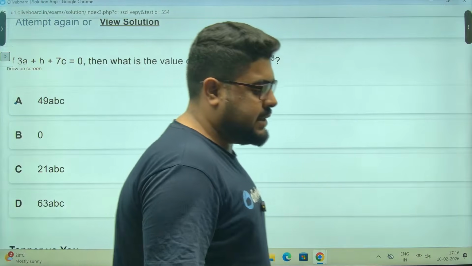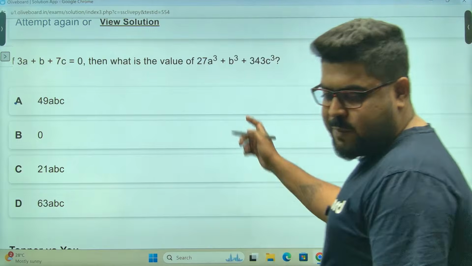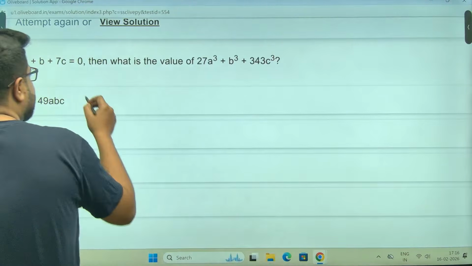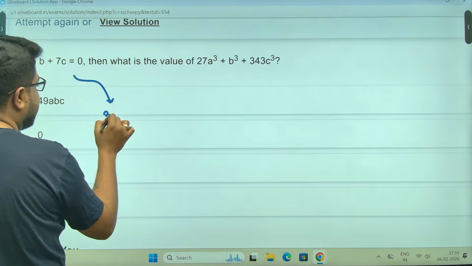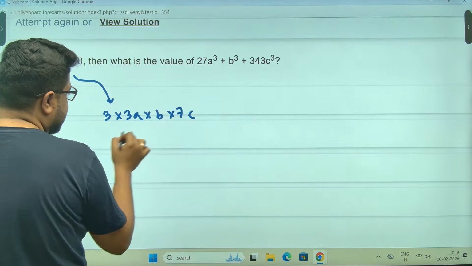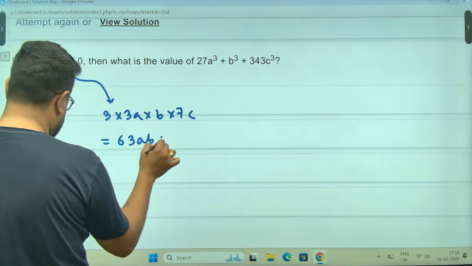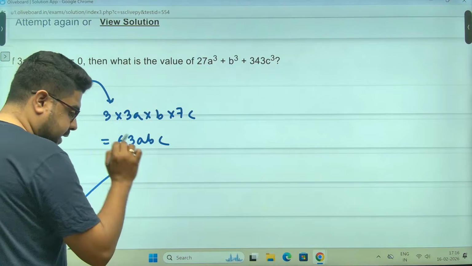3A plus B... A plus B plus C equal to 0 is given. They are asking A cube plus B cube plus C cube. So it will be thrice of ABC. 3 into 3A into B into 7C. 3 3s are 9, 7s are 63, A, B, C. Option D is your correct answer.